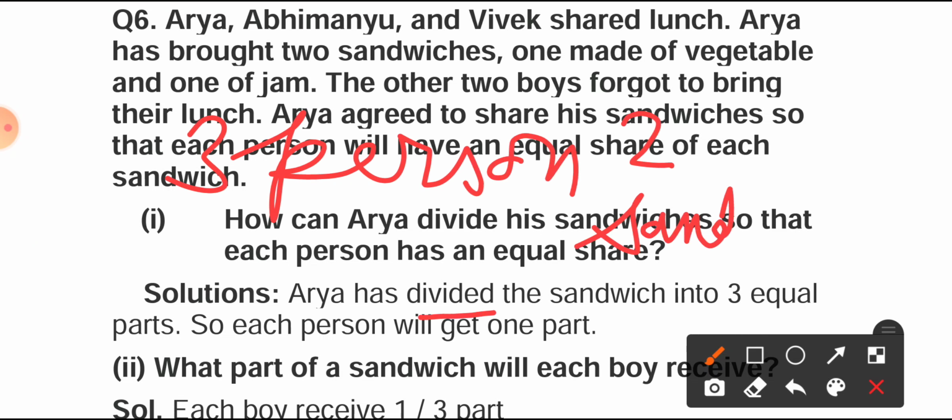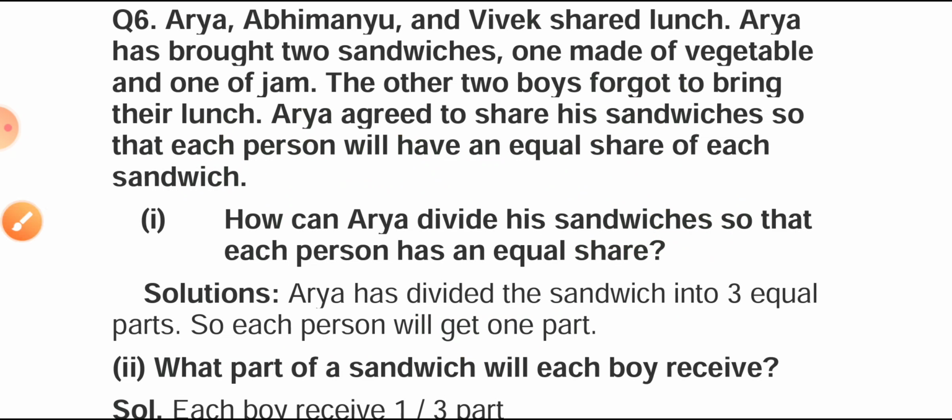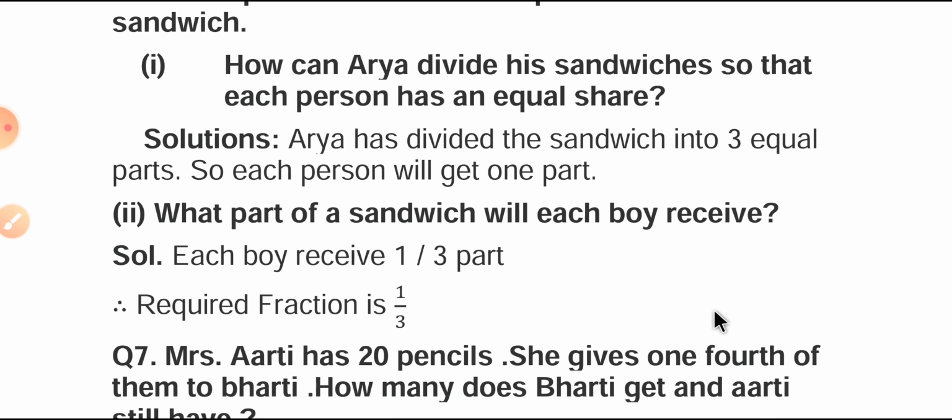So Arya has divided each sandwich into 3 equal parts. So each person will get 1 part. It means he will divide both sandwiches into 3 parts so that all 3 persons will get equal parts. Then the second one: what part of a sandwich will each boy receive? Each boy will receive 1/3 part.